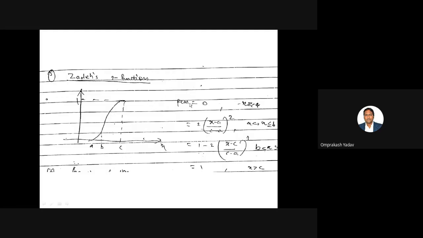So here, f of x equals 0 when x is less than or equal to a. Before that, I'm saying this is 0, and when x is between a and b, for this particular curve, there will be some term like x square. So if this is this particular curve, I'm saying this is what.